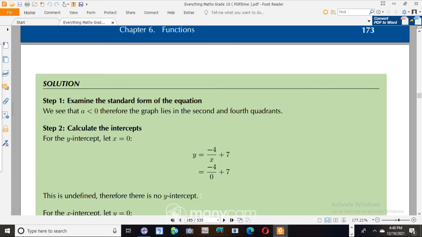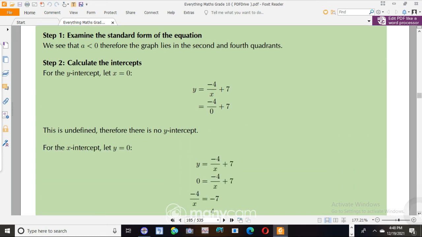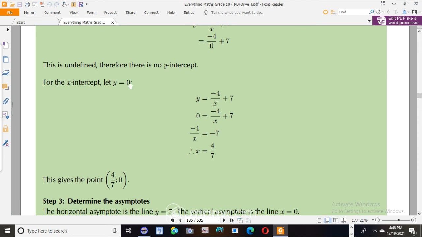Solution. Step 1. Examine the standard form of the equation. We see that a is less than 0, therefore the graph lies in the second quadrant and the fourth quadrant. Step 2. Calculate the intercepts. For the y-intercept, let x = 0. This is undefined, there is no y-intercept. For the x-intercept, let y = 0, so that we get x = 4/7. This gives us the point (4/7, 0).